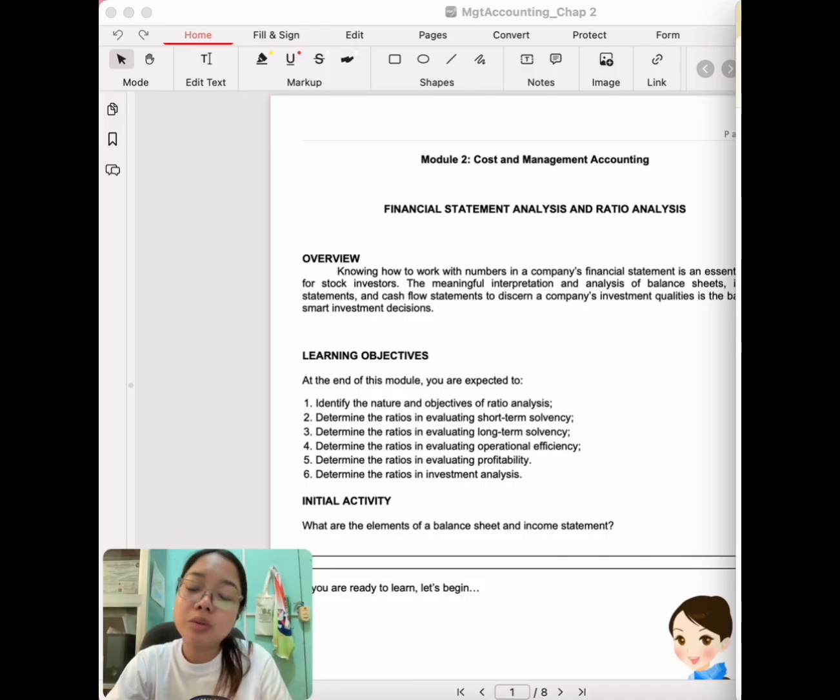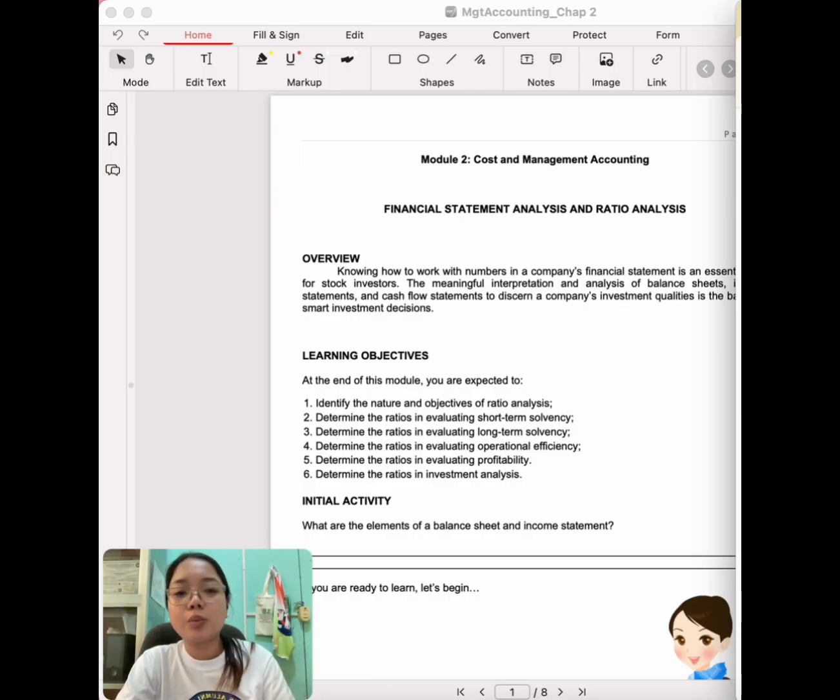So, doon papasok yung financial statement analysis natin, which is napaka-importante. Sa module na ito, we will explain that financial statement analysis involves assessing the viability, the stability and profitability of a business using information from financial statements and other financial reports. So these analyses are commonly presented to top management as a basis for decision making.